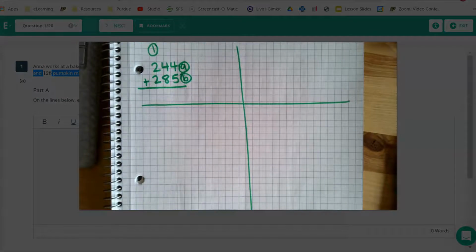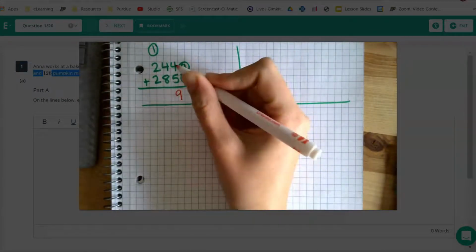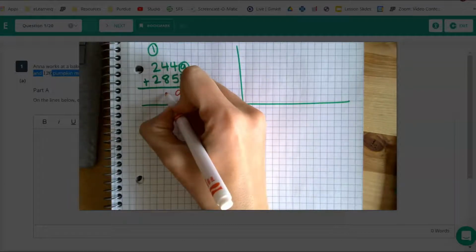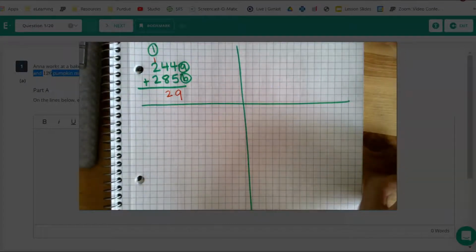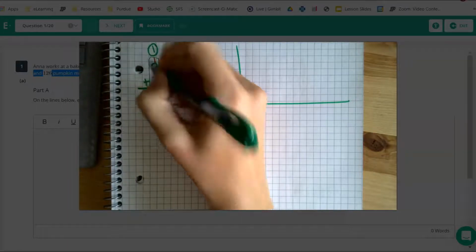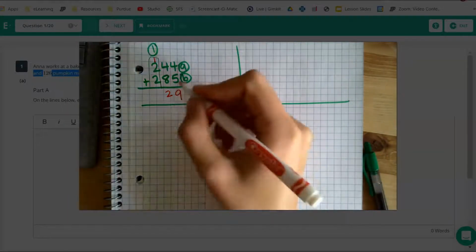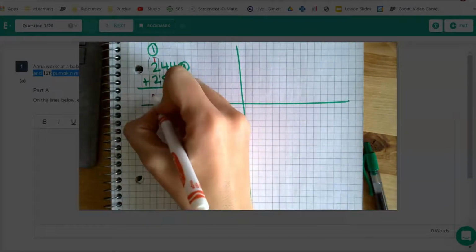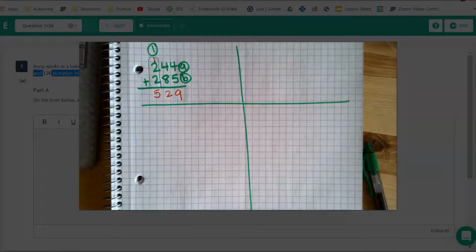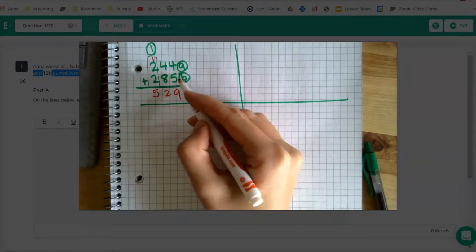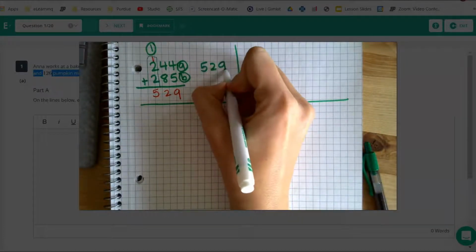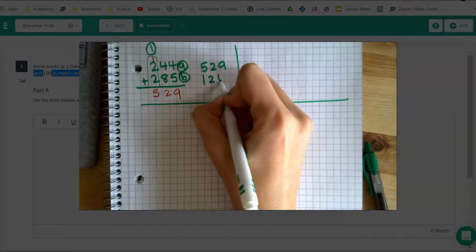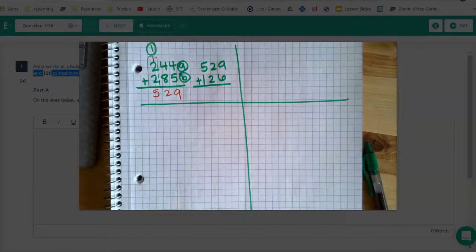So let's go ahead and add 4 plus 5 is 9. 4 plus 8 is 12. Drop the 2, carry the 1. Now I'm adding 3 numbers in my hundreds place. 1 plus 2 is 3, and 3 plus 2 is 5. 529, and that's how many for apples and bananas. Now let's add that to the amount of pumpkins. 529 plus, there were 126 pumpkin muffins.